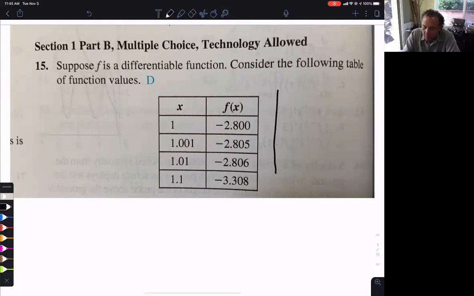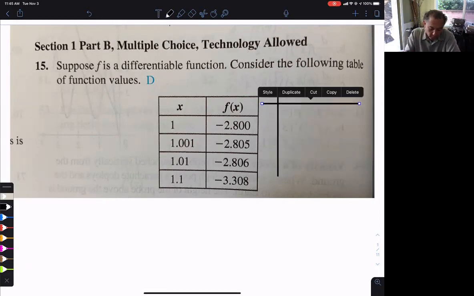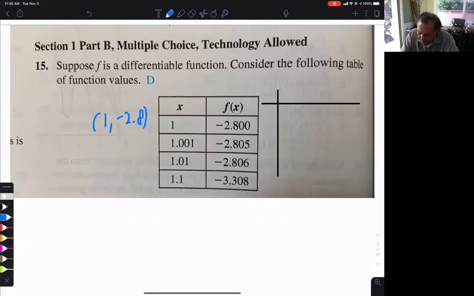I'm going to graph these points. So they give us 4 points. And my graph will not be accurate. I'm doing this graph just to give you a kind of an idea of what's happening. So our first point is 1, negative 2.8. So roughly, I'm going to guess it's there.